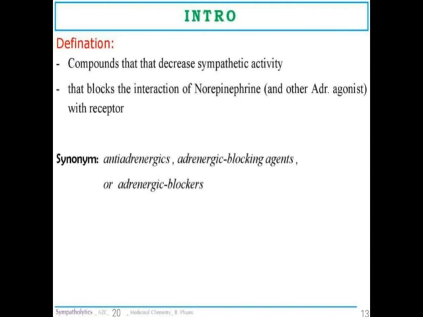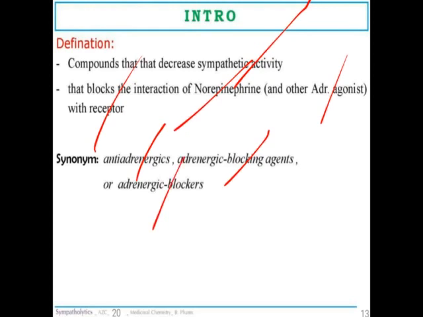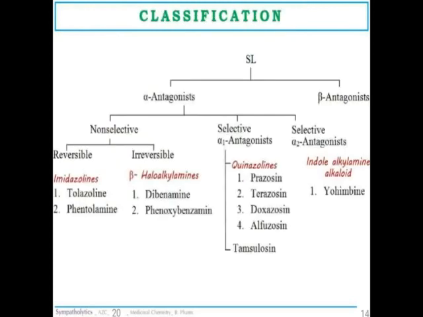What are sympatholytic drugs? They decrease the sympathetic activity and block the interaction of norepinephrine or adrenaline agonists with the receptors. These drugs are called anti-adrenergic drugs, sympatholytic drugs, adrenergic blocking agents, or adrenergic blockers. Now, classification into alpha antagonist and beta antagonist.